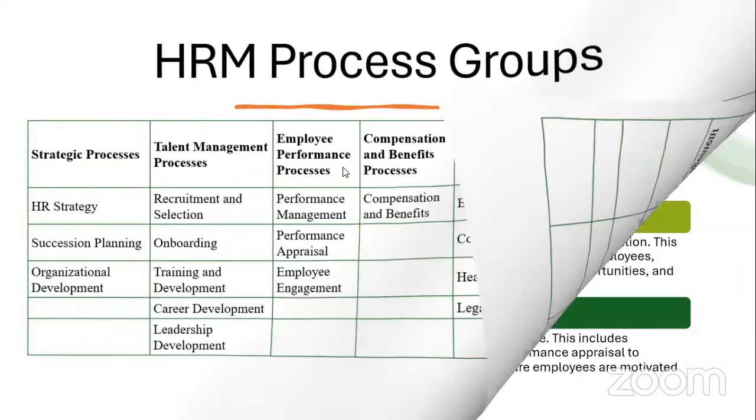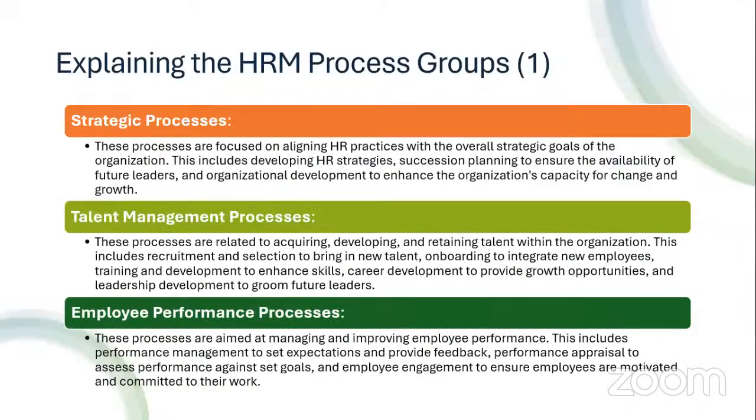Now, moving forward on these HR processes, explaining the strategic processes, they are focused on aligning HR practices with the overall strategic goals of the organization. They include developing HR strategy, succession planning to ensure the availability of future leaders, and organizational development to enhance the organization's capacity for change and growth. They have the talent management processes.